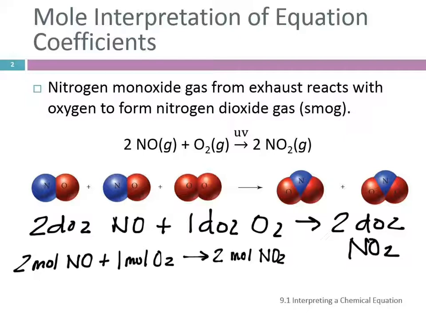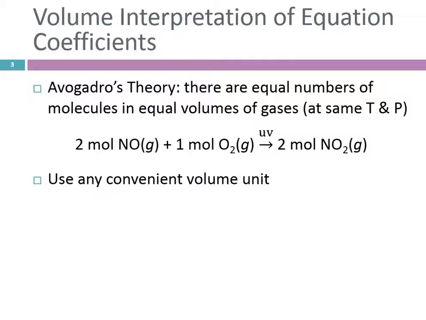This gives us relative amounts in terms of numbers of particles. Okay? The mole is a counting unit. It's a particular number of things, just like the dozen is a counting unit. We can also interpret these equations in terms of volume. This only works with gases, though.